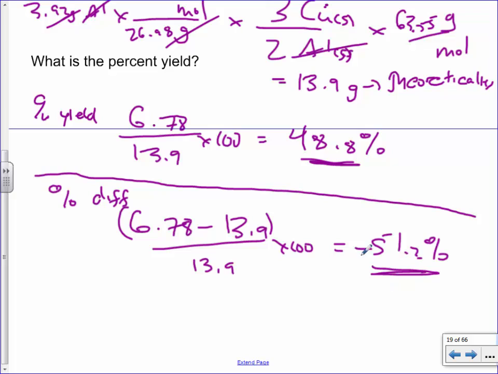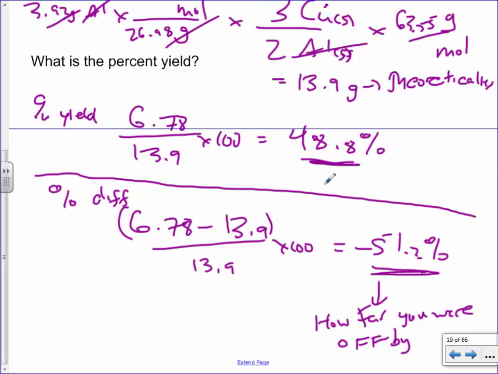Okay, so here's one way of thinking about it. A percent difference is how far off you were. You were off by 51%, whereas a percent yield is your actual percent. Approach this a different way here.